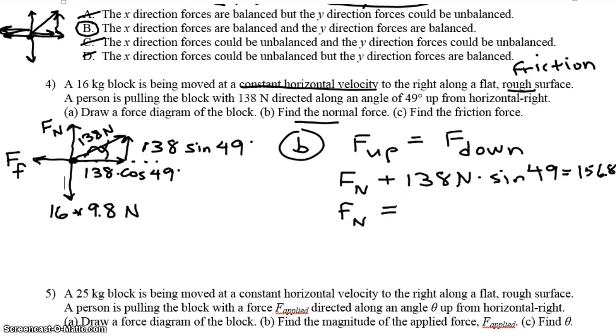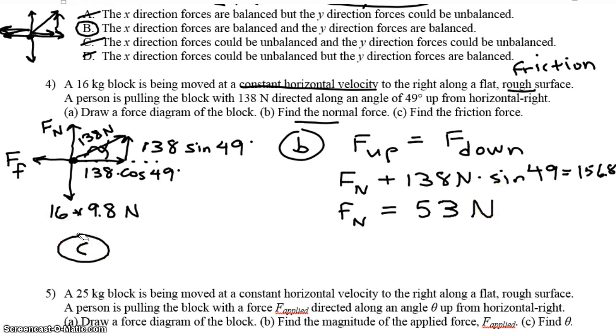And what do we get? 138 sine 49 is what we subtract. And we get about 52.6 something. So we'll call it 53 newtons. 53 is the normal force.